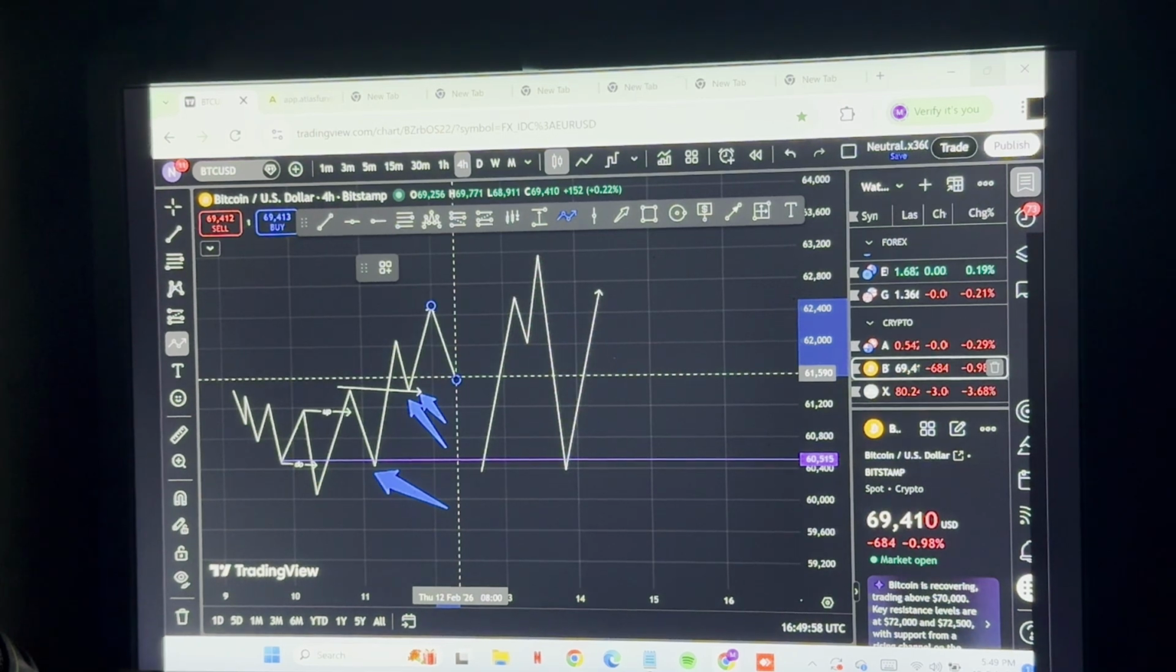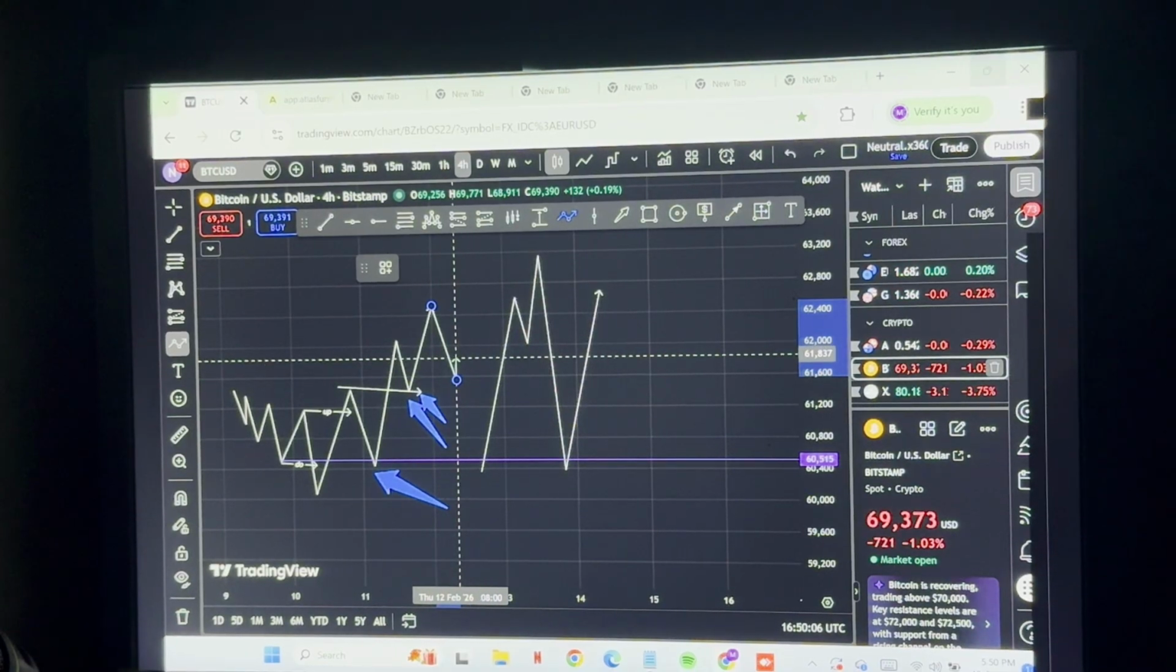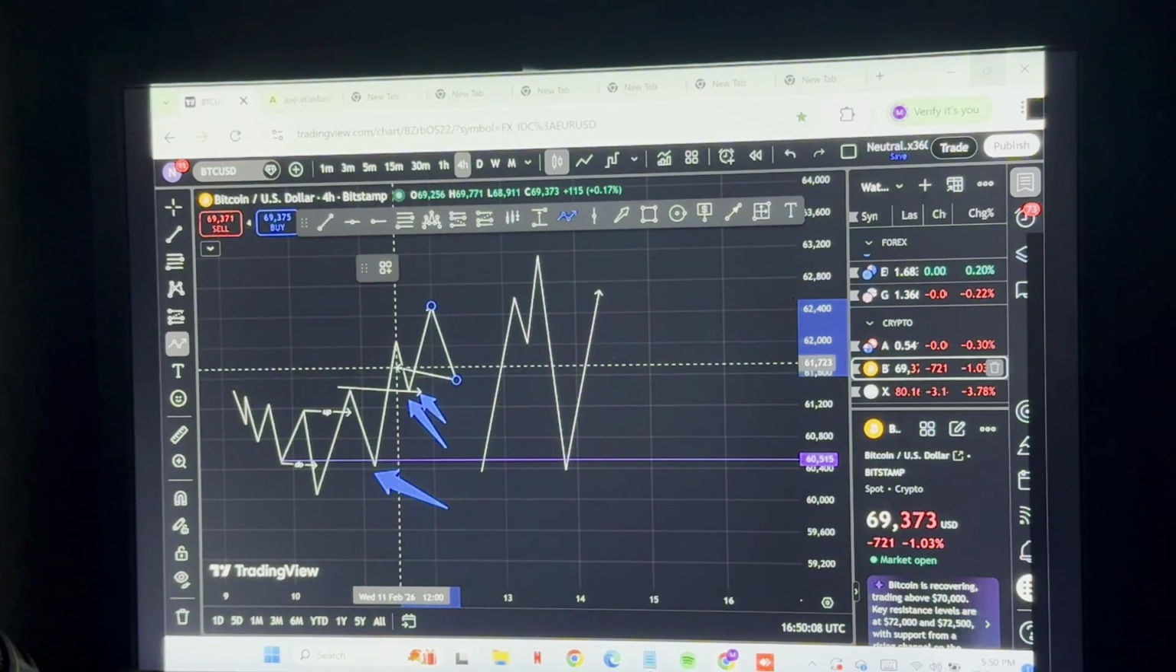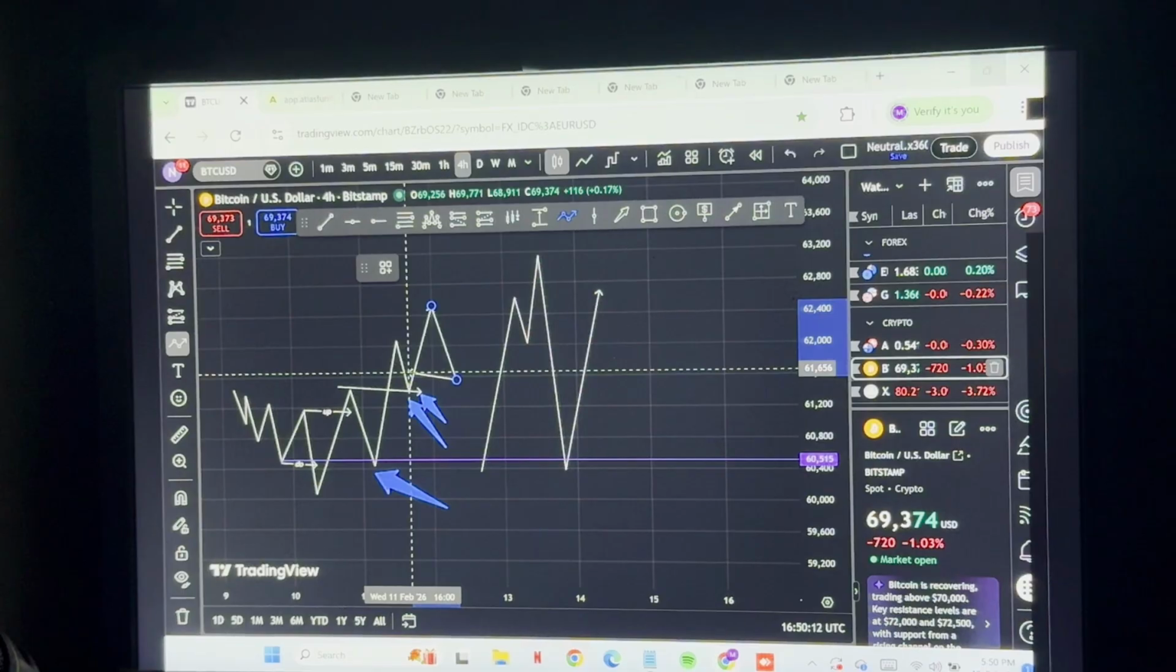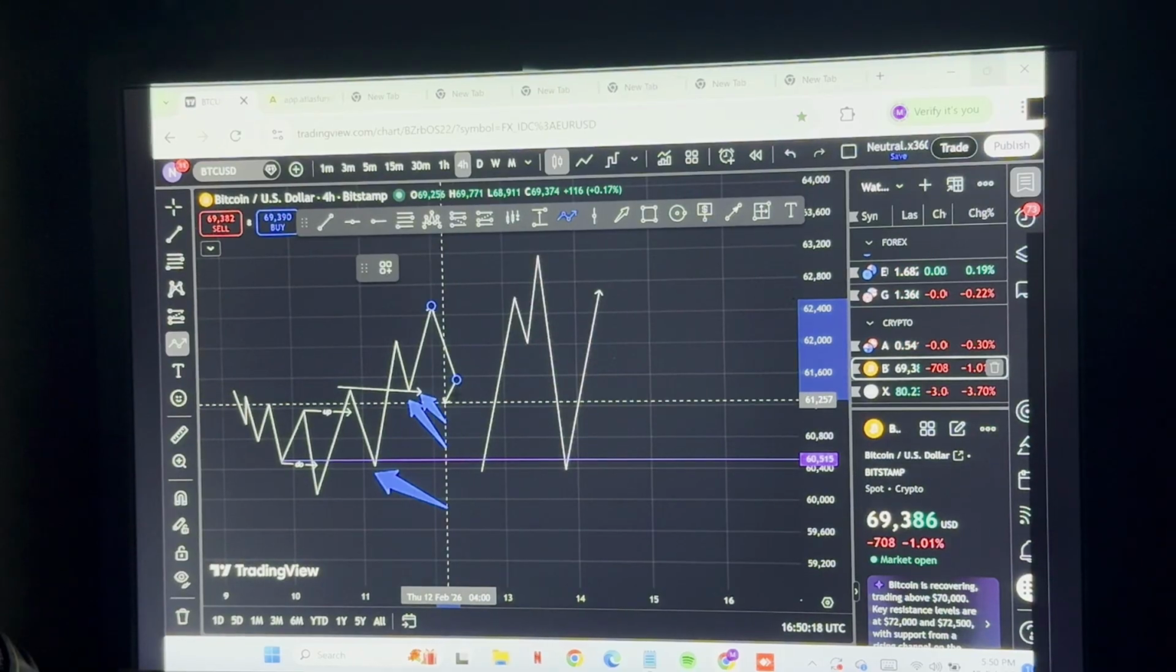Once a retail leg is touched twice, and the price holds long, let me rephrase that so you guys can get that clearly. Once a retail leg is touched twice, that area becomes a wholesale leg.